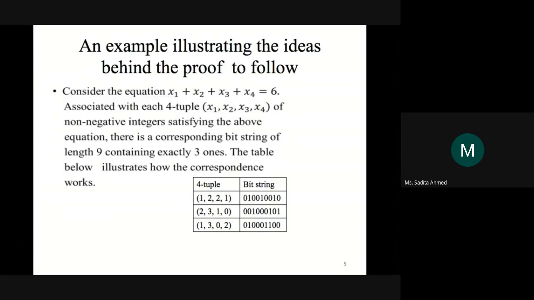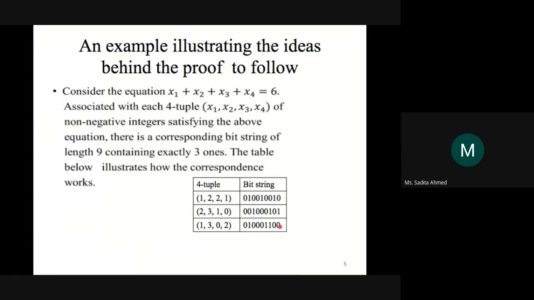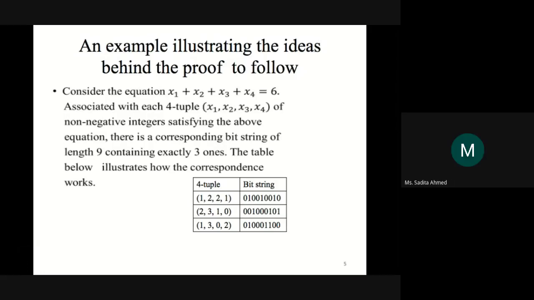So for that reason, you need the partition. So after 1, there is another 1. It means what? Here I did not place any 0, so it means x3 is equal to 0. And then finally, last there are two zeros, so the last one, x4, must be equal to 2. Is that clear? Yes, miss. Okay. So do we understand the association between the possible solutions and the bit strings?